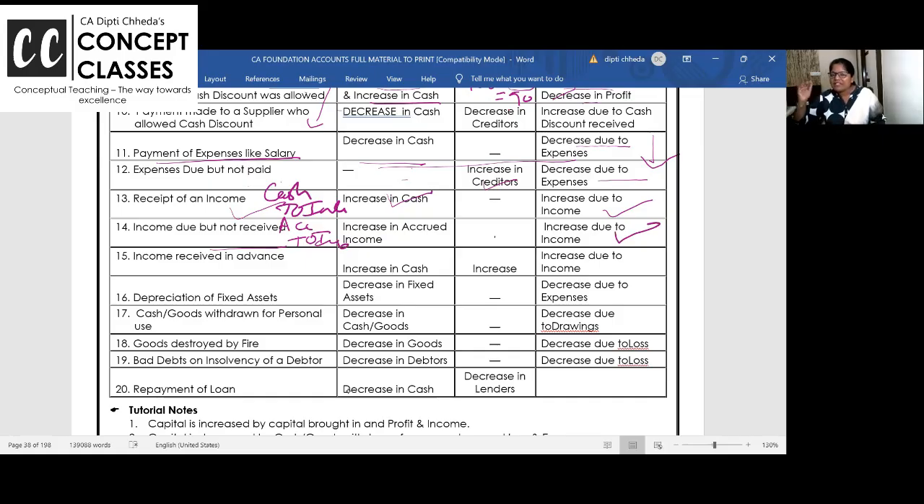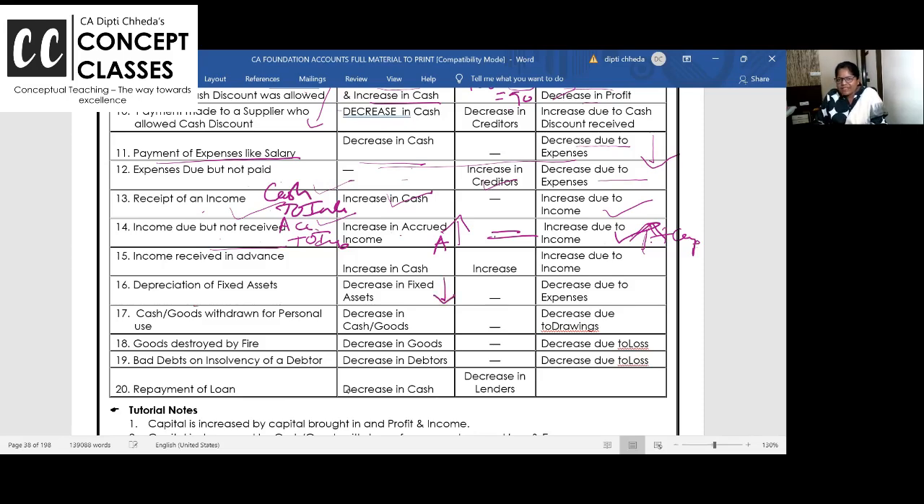Capital will increase because of income. Capital will decrease because of the expense. So increase the income. So if you receive the income, cash is debited. If not received, then accrued income, income receivable is debited. So income receivable or accrued income, is it an asset? Asset बढ़ गई और income बढ़ गया. Equation tallied. Because income may increase, the capital will increase. Right? Now, depreciation of fixed assets.